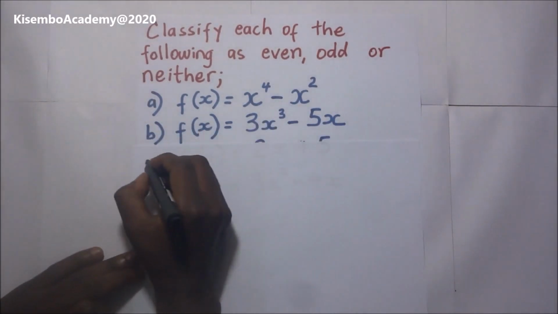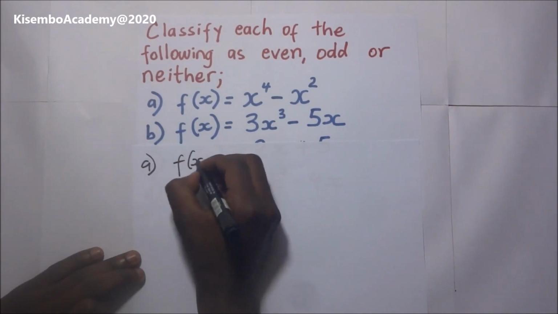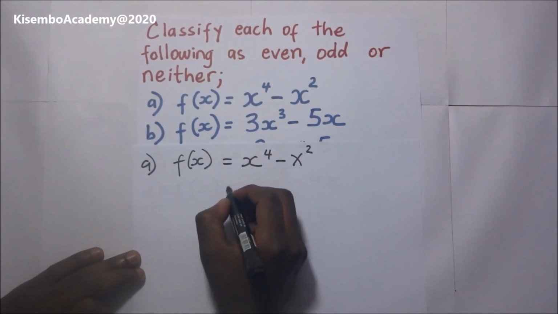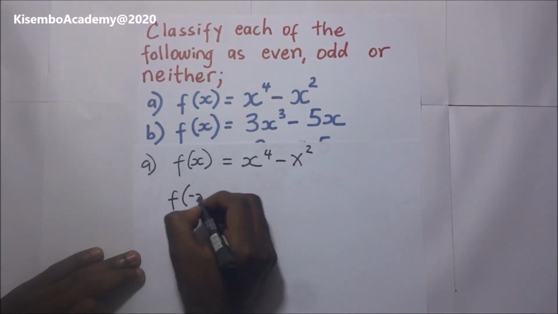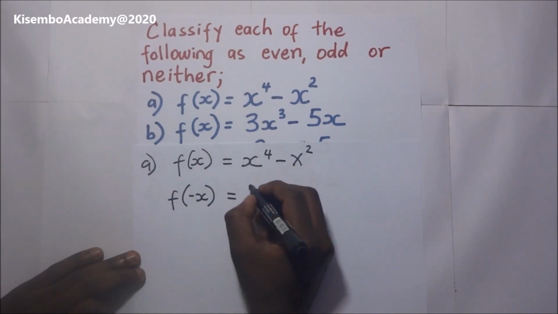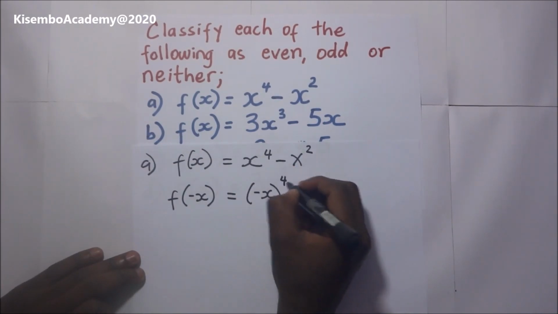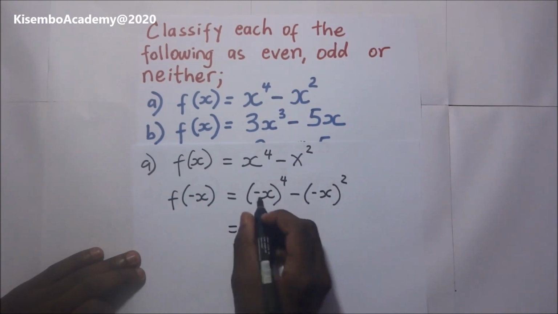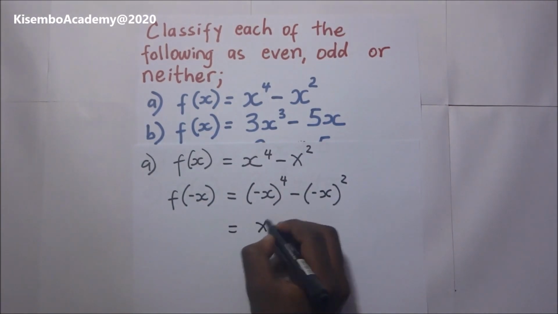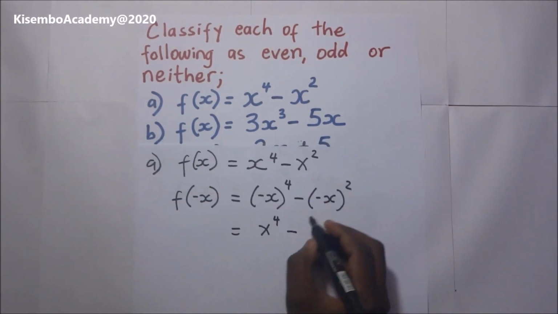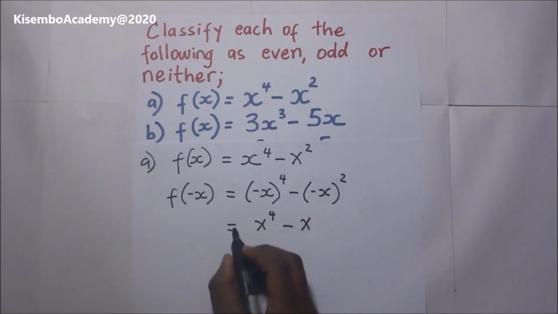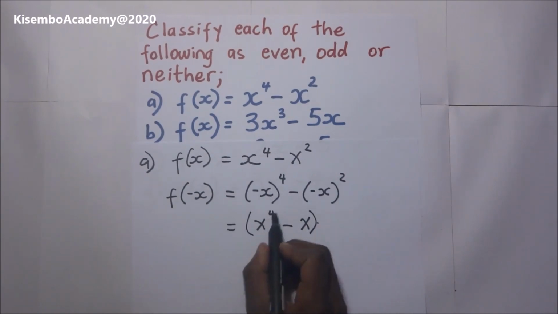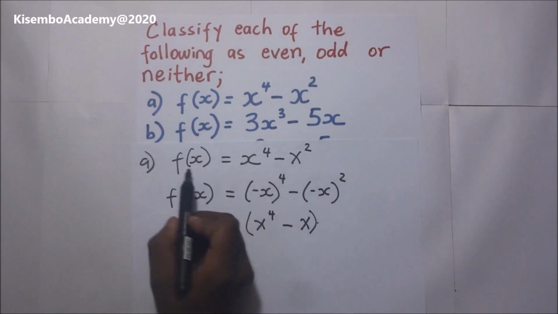We have our part A here: f of x is x to the power 4 minus x squared. So f of negative x is going to give us negative x to the power 4 minus negative x to the power 2. Negative x to the power 4 is still x to the power 4, and minus negative x squared is still minus x squared. So when we plugged in a negative, it still gave us x to the power 4 minus x squared, which is f of x.